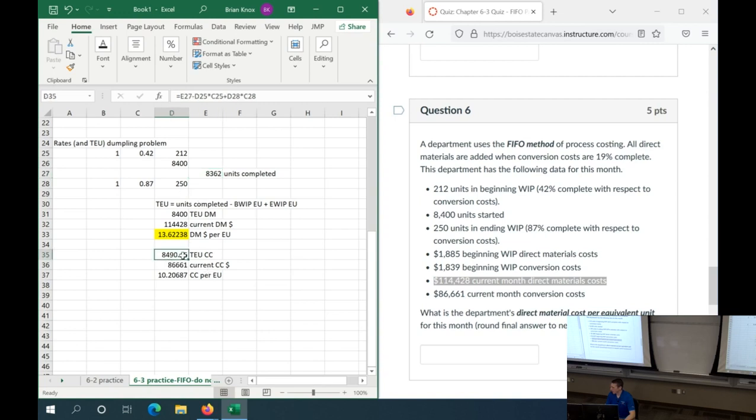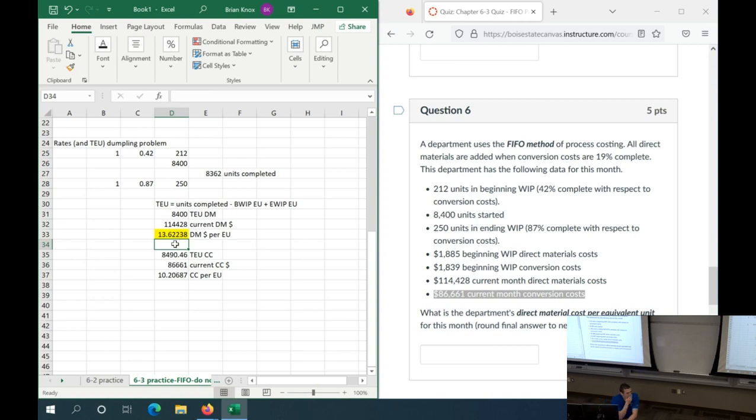I added this here in case there's a question you come across next week. This is next week's quiz. That is about conversion costs, how you would do that, which is the same process, just with different percents complete. Now you have to take that 212 and multiply by 42%, and that 250 and multiply by 87% right here. And now you would take the conversion costs. If the question asked about conversion costs, it would be 10.21 right down here. The rate.